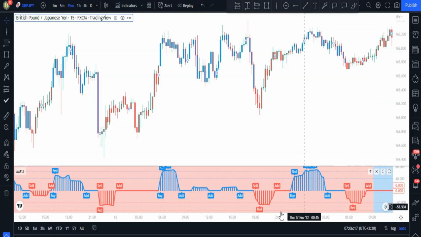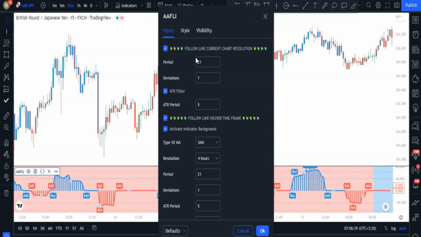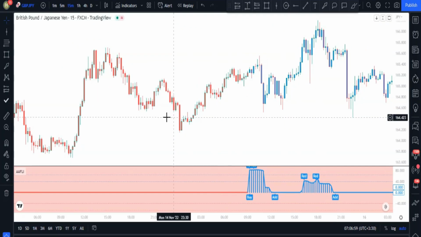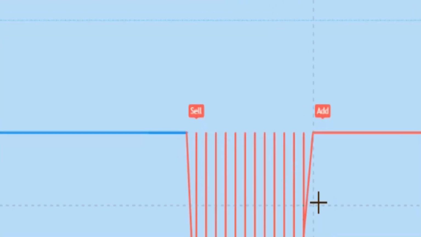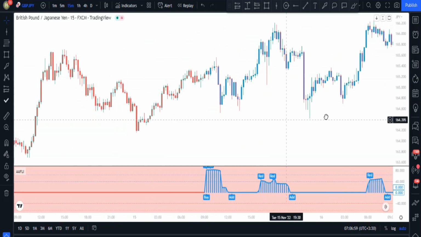This is the AAFLI indicator. Access the settings by clicking on the settings icon. Then in the inputs menu, change its period from 21 to 200. So our indicator is ready now. The AAFLI indicator has many options, but in this strategy, we just need the buy and sell signals, because this indicator is our main indicator in this setup.